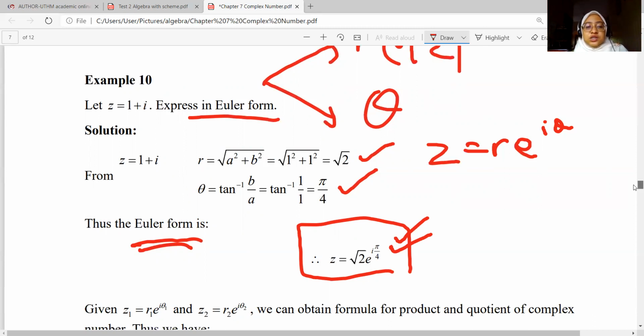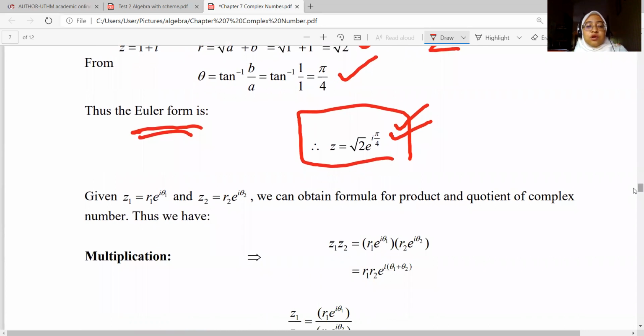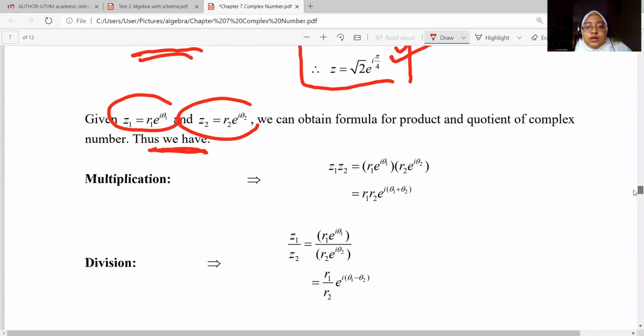So given that z1 is equal to r1 e^(iθ1) and z2 is equal to r2 e^(iθ2), we can obtain the formula for product and quotient of complex numbers. If we want to multiply, when we use the Euler form, z1 times z2 is equal to r1 e^(iθ1) times r2 e^(iθ2). We multiply the magnitudes, r1 times r2, times e to the power of i(θ1 + θ2).